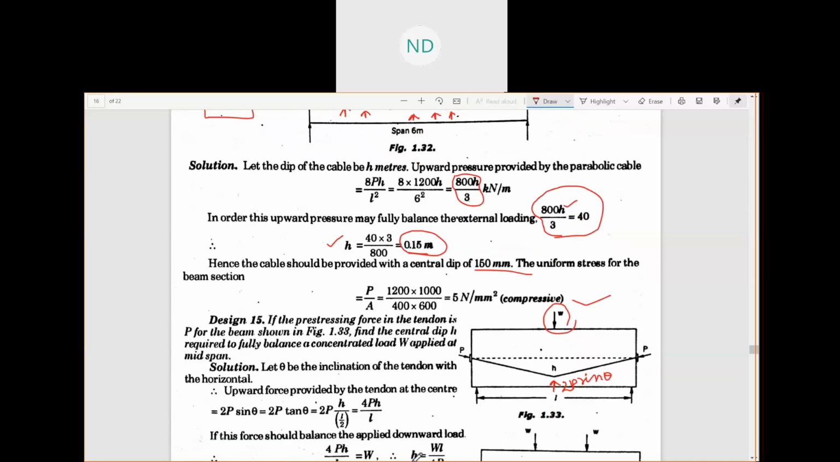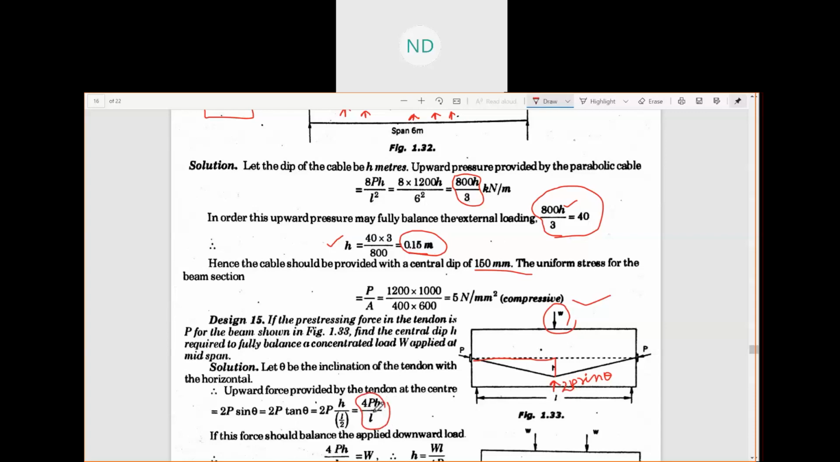So you know how to find the 2P sine theta, because since theta is very, very small, we can calculate it by 2P tan theta. And what is your tan theta? We know from this profile that it is H by L by 2, because the total span of the beam is L. So this is half of L, that is L by 2. So you will get 4PH by L. That is your upward thrust, 4PH by L.